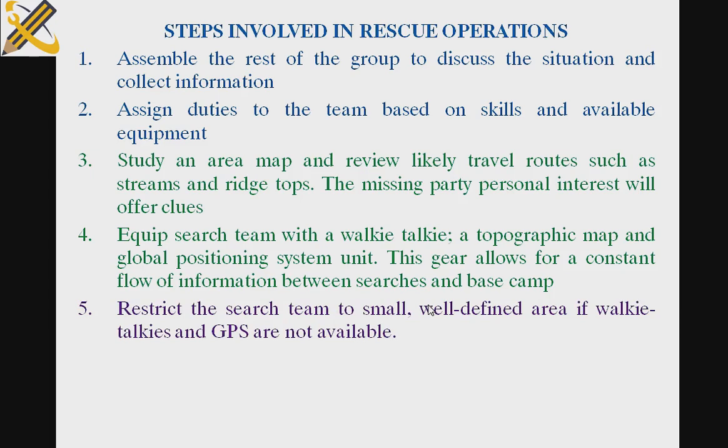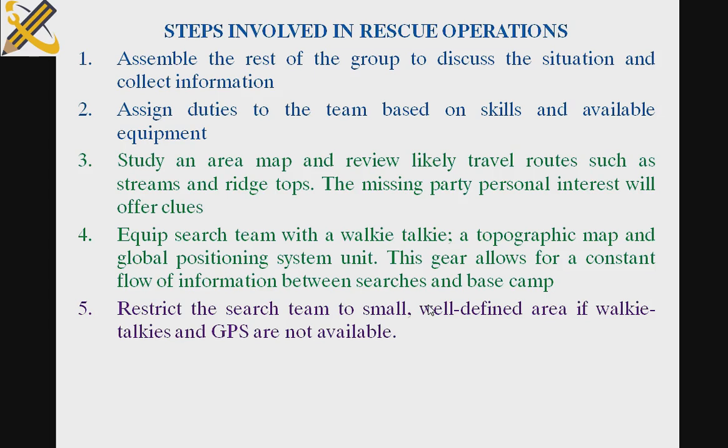So the fifth says restrict the search team to a small, well-defined area if walkie-talkies and GPS are not available. That's just it. If the GPS to know your position, to know your location, is not available, and a walkie-talkie is not available and there is no advanced means of communication between you and your team, ensure the team is restricted to a small area, as small as your classroom, so that whenever you need help you can easily say, hey, I need your help sir, I need your help ma.